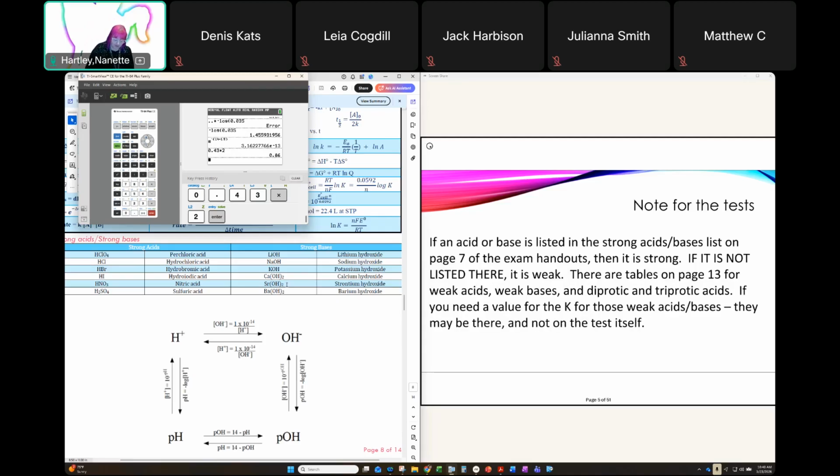Now, if an acid or base is listed in the strong acids and bases list on, I think it's actually page 8 of the exam handout, it's then strong. If it's not listed there, you can assume that it's weak.